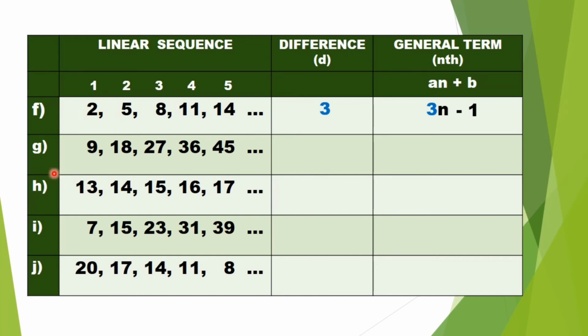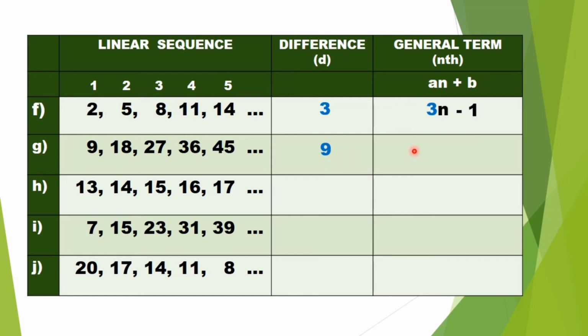Letter G. Sequence 9, 18, 27, 36, 45. Find the difference. 18 minus 9 is 9, 27 minus 18 is 9, 36 minus 27 is 9, 45 minus 36 is 9. So their common difference is 9.